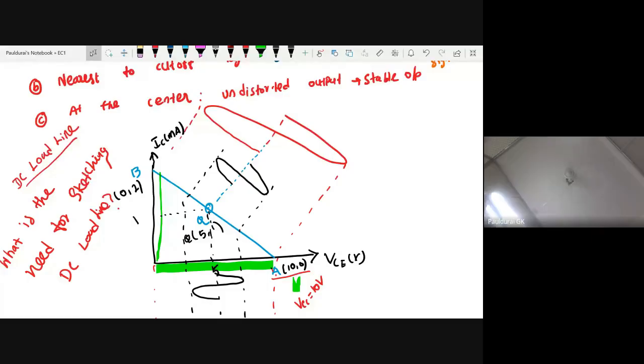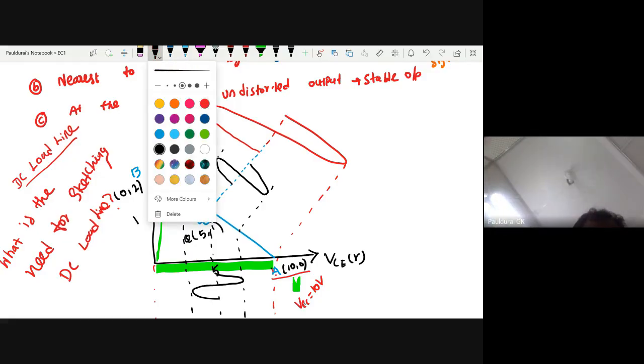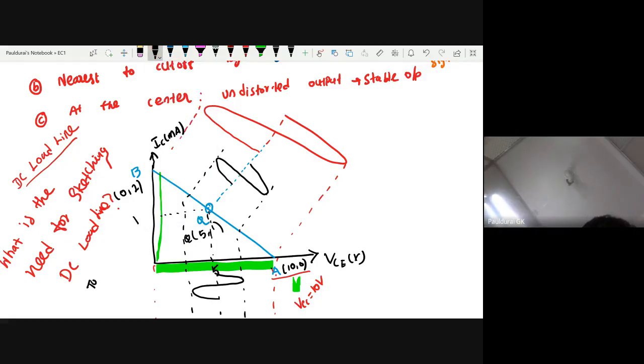Will you get undistorted output? Suppose you give 15 volt for the same DC load line. By seeing the DC load line itself, it is easy to predict the maximum output voltage, right? So the answer, what is the need for sketching DC load line? To predict the V max, the maximum output voltage at the output.